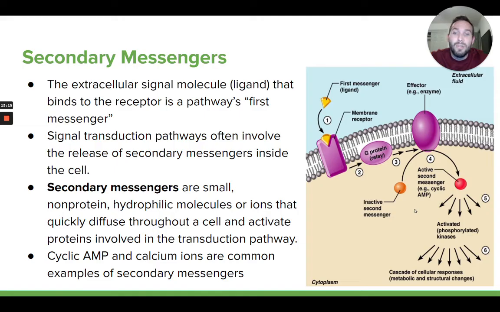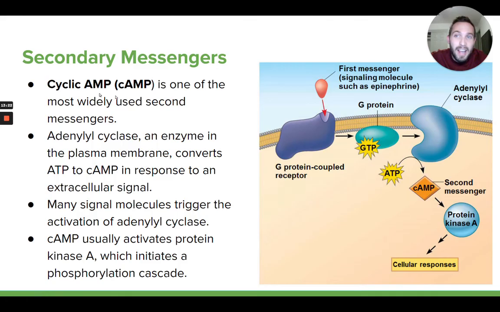Now, the most common example of a secondary messenger is a molecule called cyclic AMP. So cyclic AMP, or a lot of times for short, we call it cAMP. This is probably one of the most popular secondary messengers that we see in signal transduction pathways. And there's a protein that makes cAMP, cyclic AMP, the secondary messenger, and his name is adenylyl cyclase.